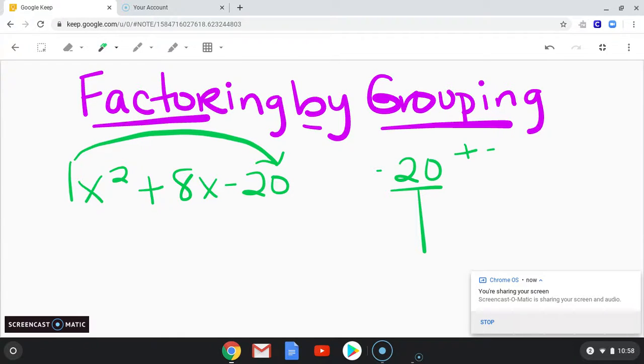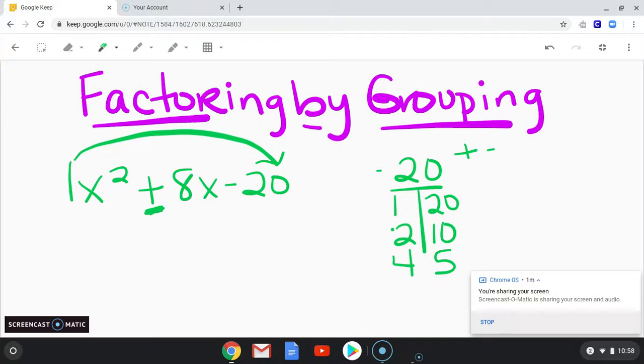Next, I want to think about all the ways I can multiply to get 20. The numbers I think of are 1 times 20, 2 times 10, and my last group of factors is 4 times 5. Now, remember, we said this has to be a positive and a negative. So I look right here in the middle. I notice my middle is a positive. That means the big number has to be the positive and the small number has to be the negative.